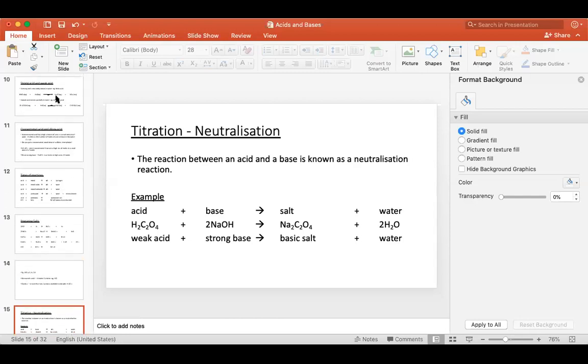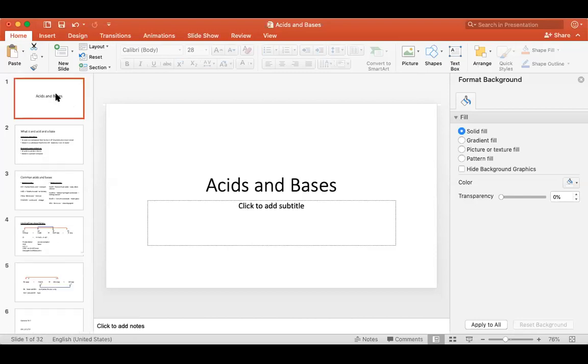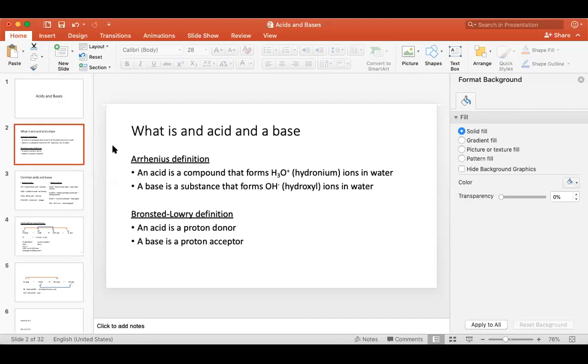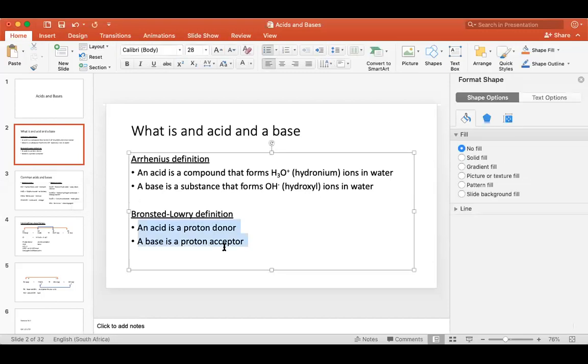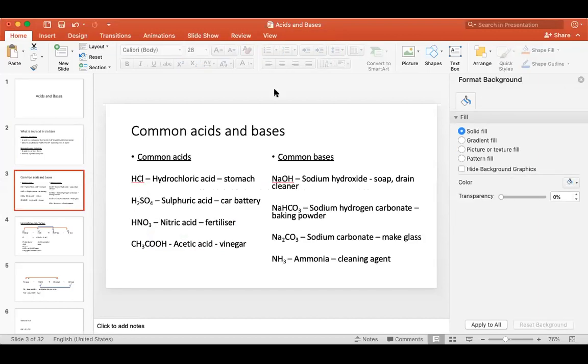So yesterday, just to go through quickly what we did from acids and bases from the beginning, a one-minute replay. We first looked at what is an acid and what is a base. There's an Arrhenius definition and there's a Lowry-Bronsted definition, right? Our focus is: an acid is a proton donor and a base is a proton acceptor.